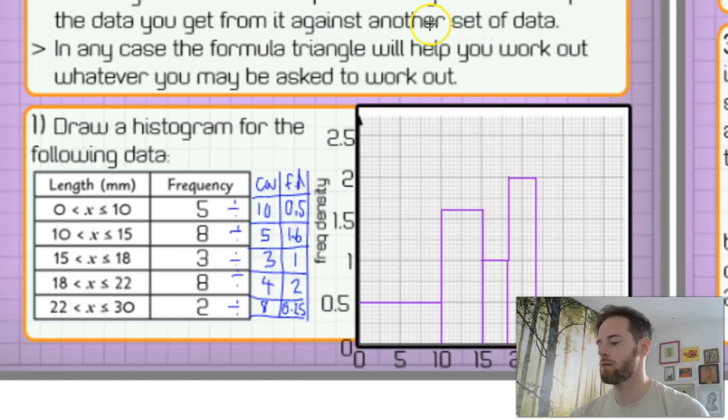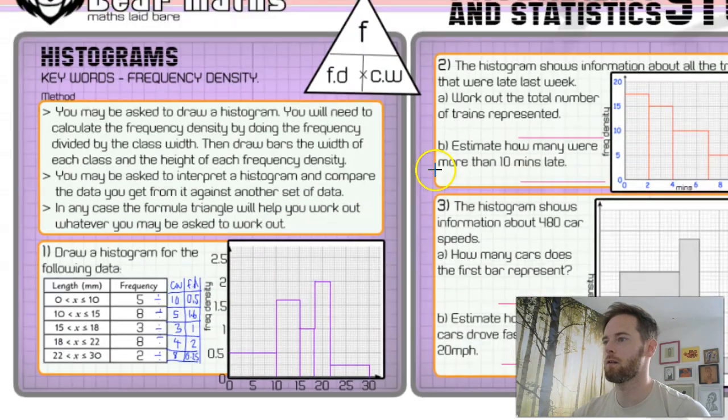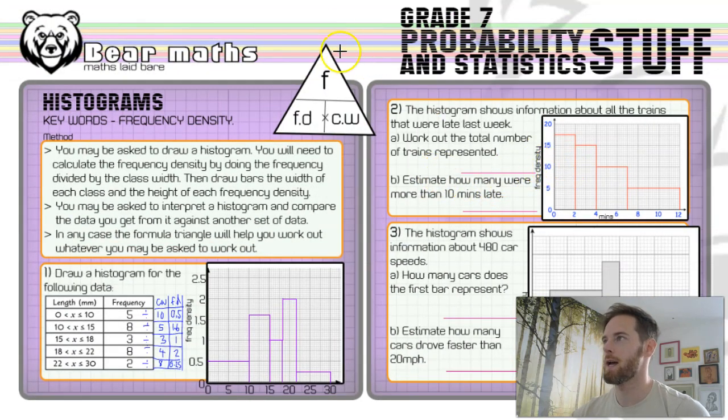Now, I'm going to zoom out that one because I need to look at the next question with you, and I will erase that because I need the other pen up. Now, this histogram in number 2 shows information about all the trains that were late last week. We need to work out the total number of trains represented, first of all.